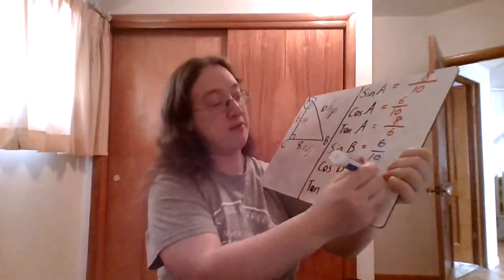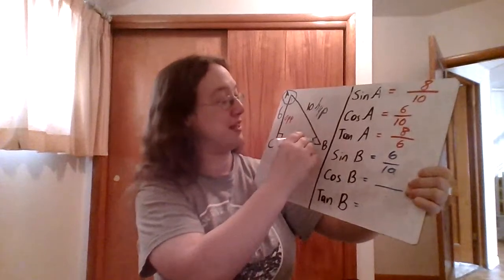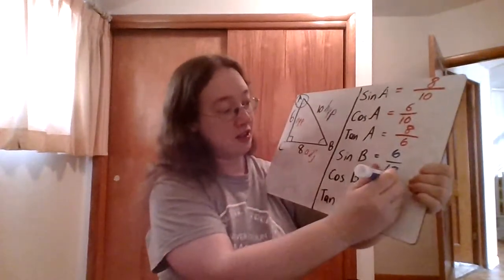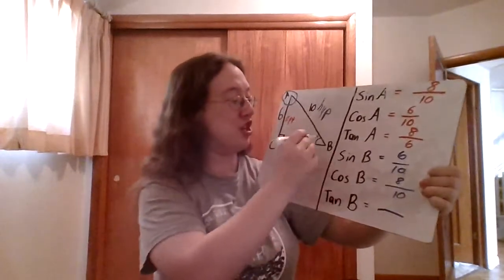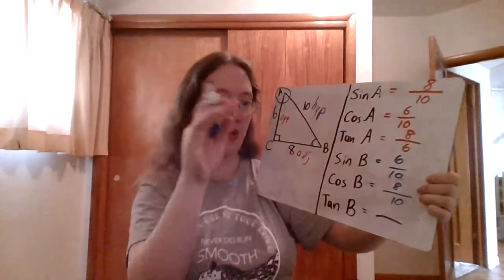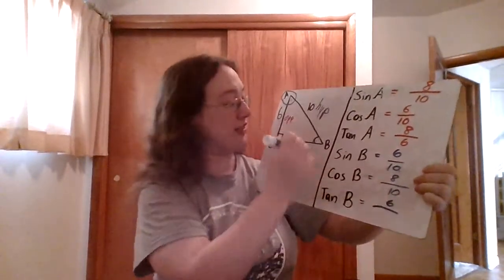Our cosine of B is our adjacent side over hypotenuse. So adjacent to B is 8. And your hypotenuse is still 10. And your tangent of B, tangent is opposite over adjacent. So tangent is your opposite side, which is 6, over your adjacent side, which is 8.